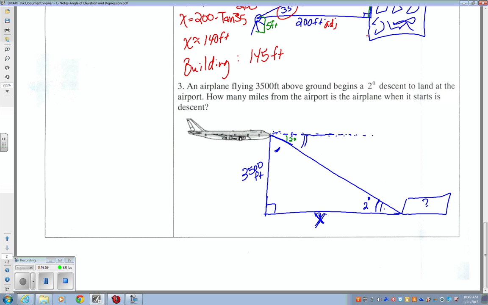All right, we got the angle. We're trying to figure out the distance. So hopefully we see we have opposite. We also have adjacent. What trig function are we going to use here? Tangent. Okay. Tangent of the 2 degrees equals 3,500 over x. We need to switch them, so x is going to equal 3,500 over tangent of 2 degrees.